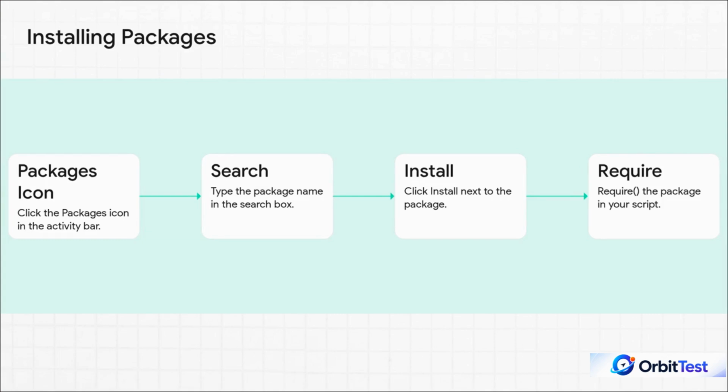And the best part? You don't even need to open a terminal. You can install NPM packages natively right inside the Studio interface. You just click the packages icon in the activity bar and search for whatever tool you need. Maybe you want Faker for generating some robust random test data, or maybe Axios for making HTTP requests to prep your backend. You just click install and then simply require it at the very top of your script. The built-in auto-completion picks it up automatically.